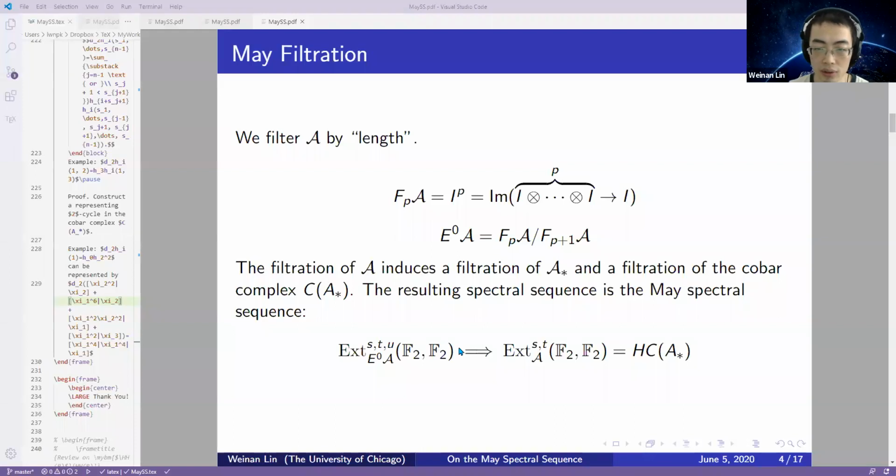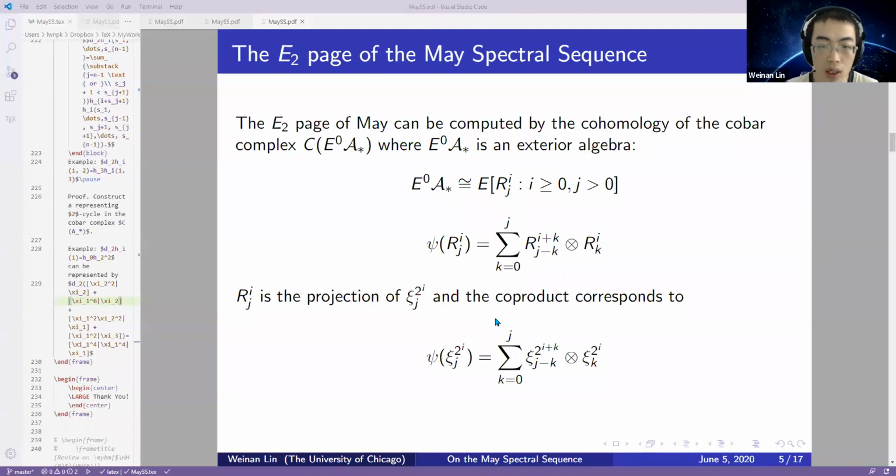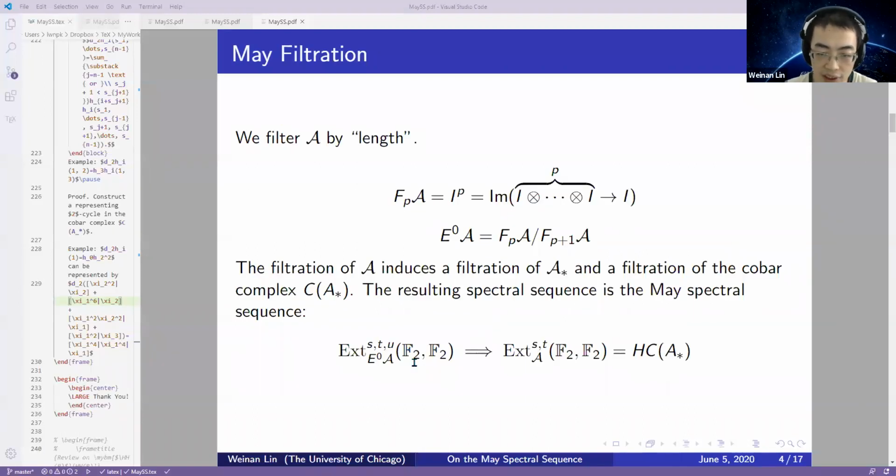Okay, but today I focus on the Steenrod algebra, though you have to know that this approach actually works for a lot of algebras. For example, I think the Adams-Novikov spectral sequence is also kind of a May type spectral sequence. The good thing about this is that it's totally algebraic. This is totally algebraic, and that is also algebraic. The whole thing is algebraic.